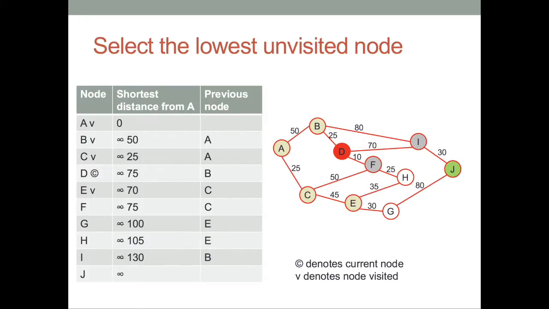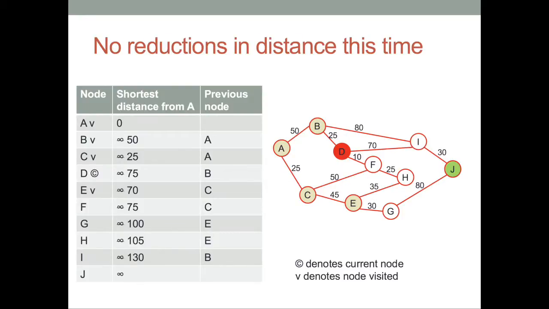We now have two nodes that share the same lowest distance. We can choose either, and so being logical, we'll choose the node closest to the top of the table. Node D is connected to nodes F and I. This time, something different happens. The new distance from A to I would be A to D, 75, plus D to I, 70, giving a total of 145. This is greater than the existing value of 130, so we ignore this route.